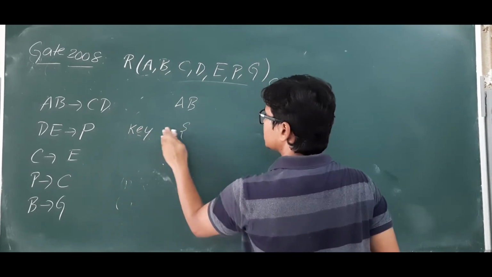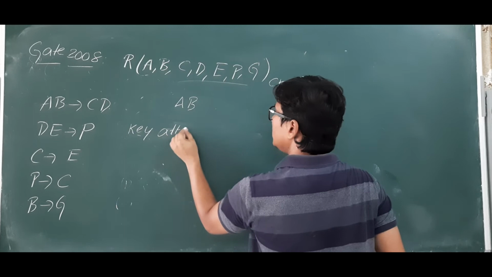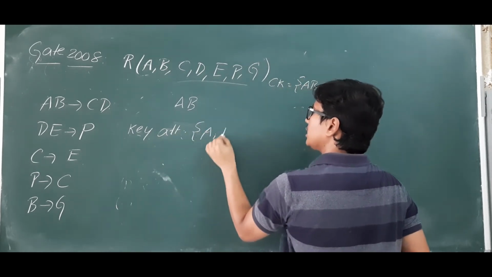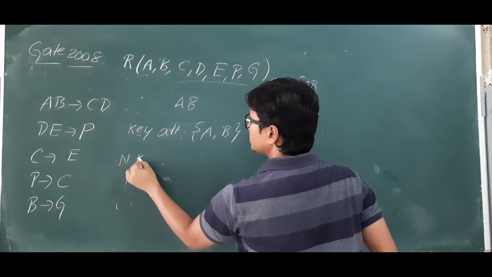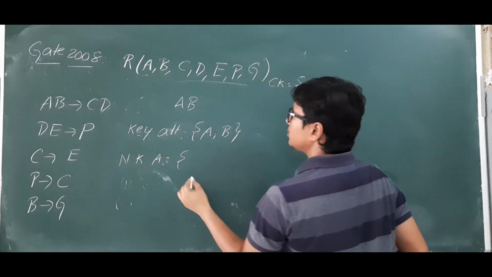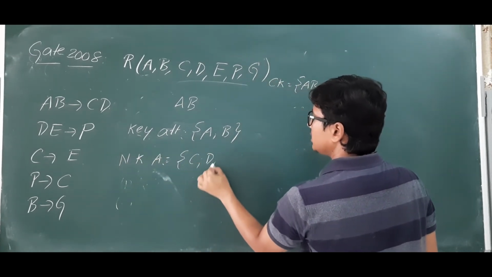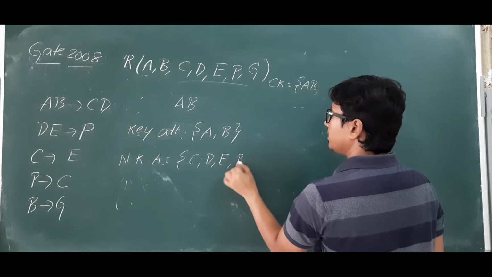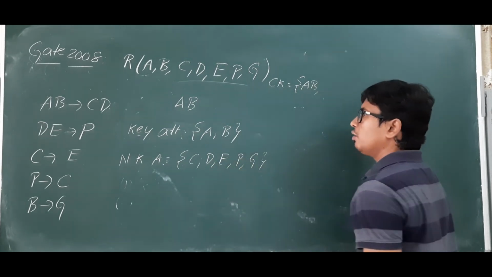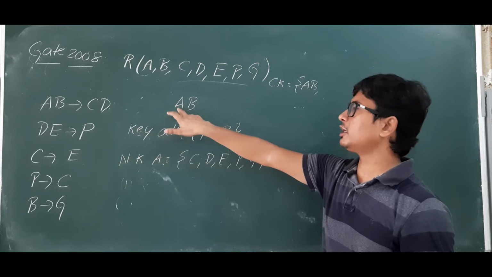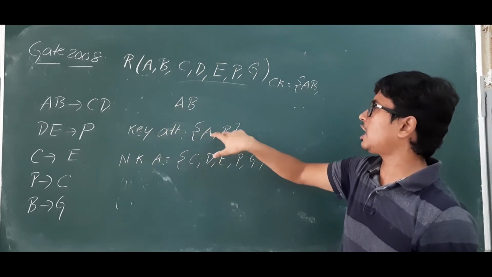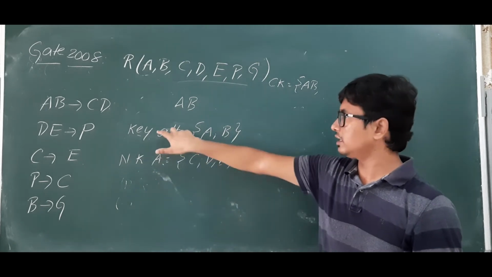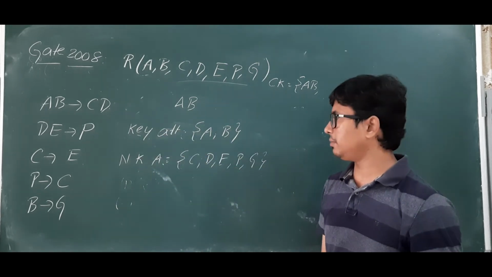Key attributes are A, B. What are the non-key attributes? Non-key attributes are C, D, E, P, G. What is meant by key attributes? They are the attributes which are there in the candidate key. AB is there, so A, B will be the key attributes or prime attributes.